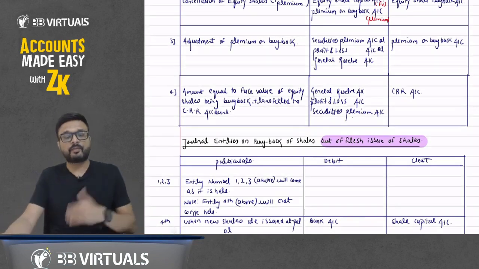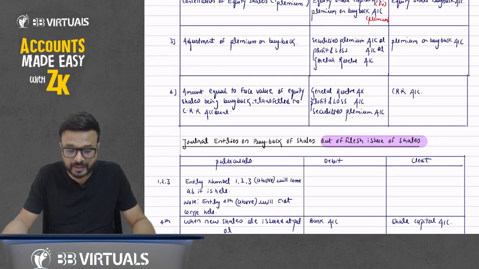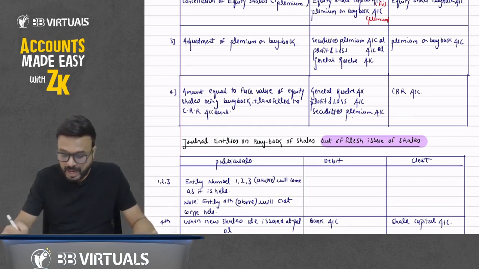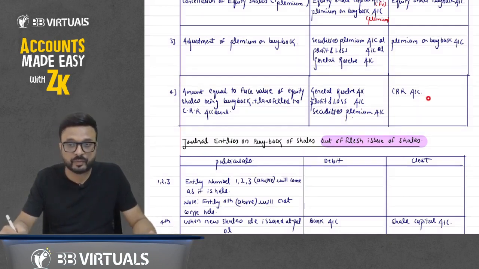So why am I saying that we have to transfer to CRR account? If nothing is mentioned about the issue of shares, then we will assume that it is out of profit only. Okay, we will call it out of profit. If it is out of profit, we have to transfer to which account? We have to transfer to CRR account.